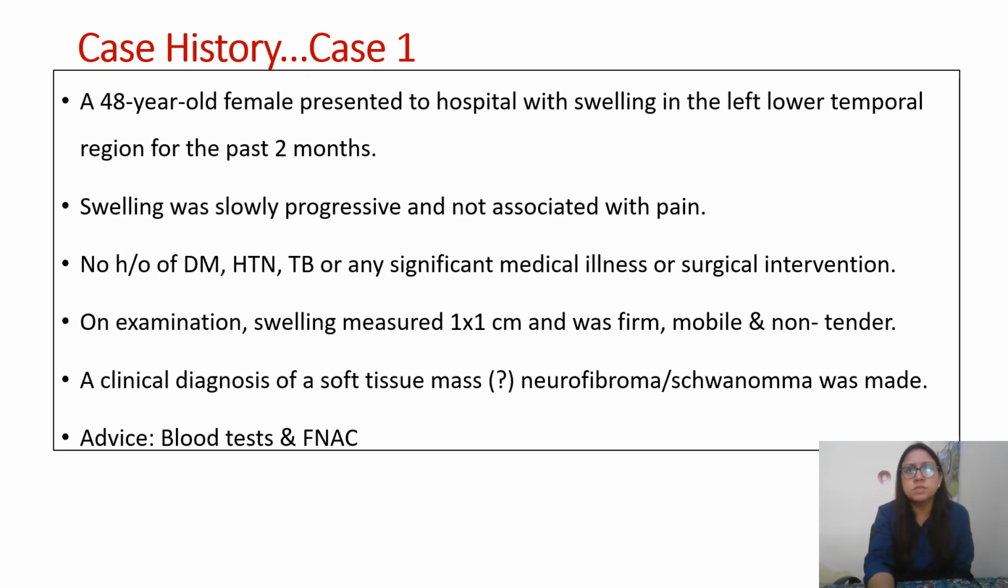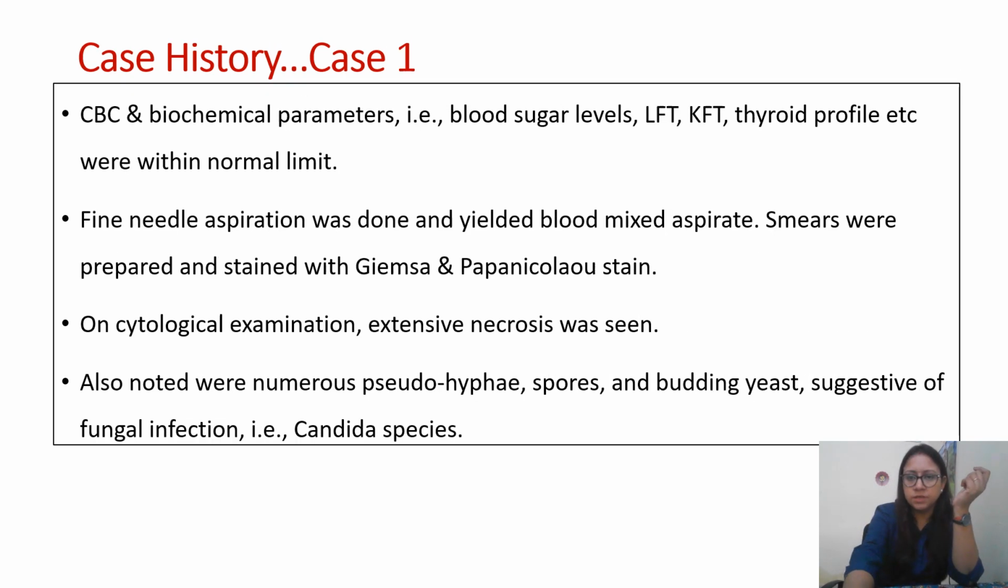The clinical diagnosis here given was a soft tissue mass, which could be neurofibroma based on the location, or schwannoma. So a diagnosis of peripheral nerve sheath tumor was considered in this case. The patient was advised routine blood investigation and fine needle aspiration cytology. Blood investigations like the complete blood count and biochemical parameters like blood sugar levels, LFT, KFT, thyroid profile were all within the normal range.